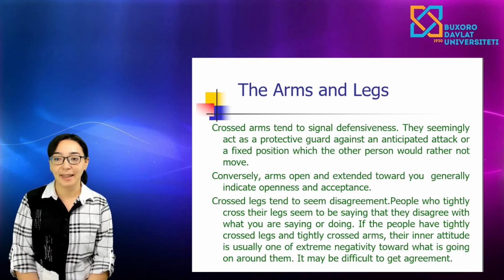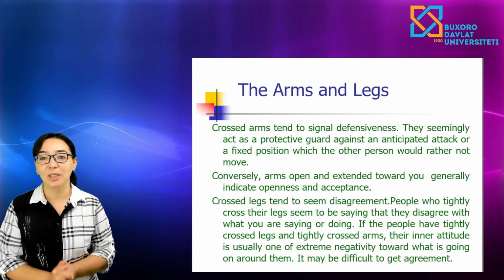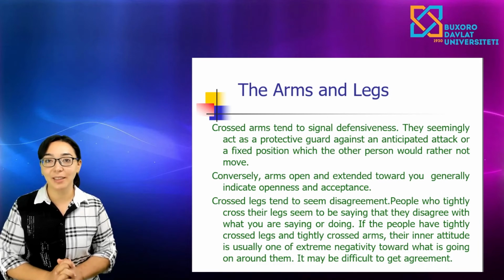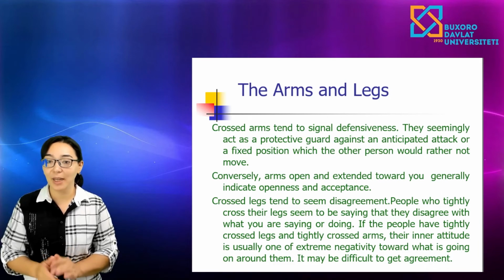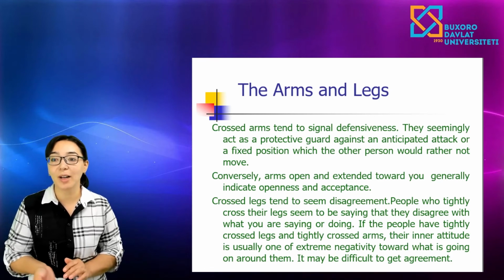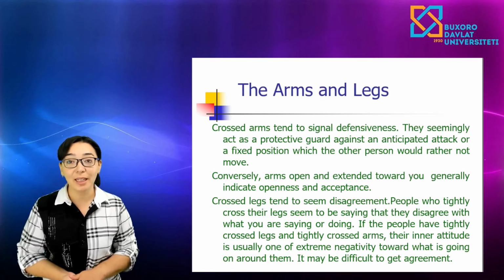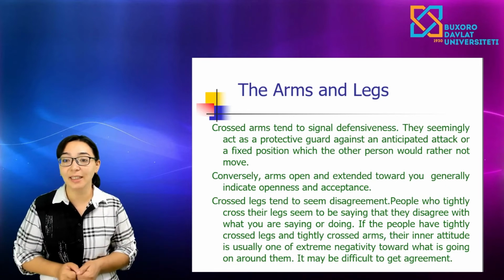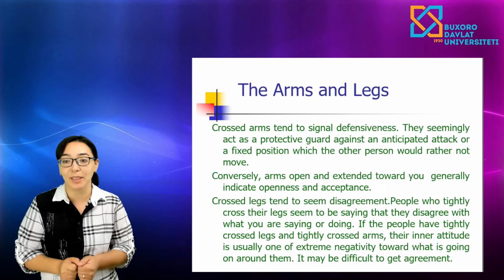The arms and legs. Crossed arms tend to signal defensiveness. They seemingly act as a protective guard against an anticipated attack or a fixed position which the other person would rather not know. Conversely, arms open and extended towards you generally indicate openness and acceptance.